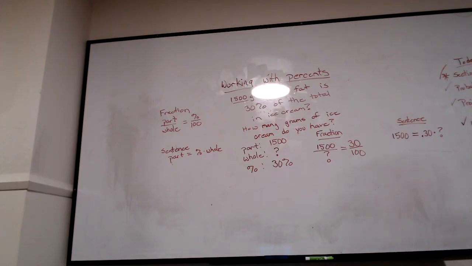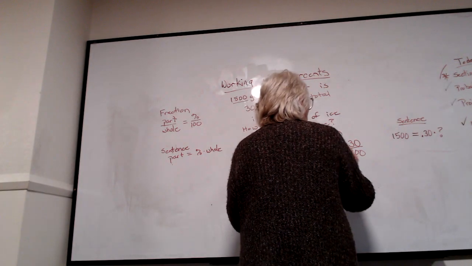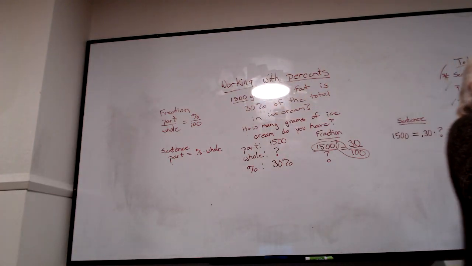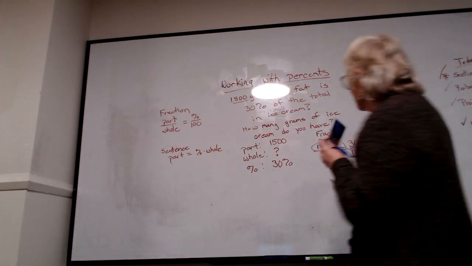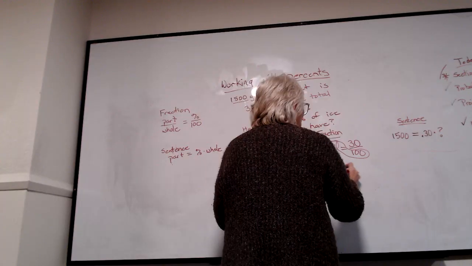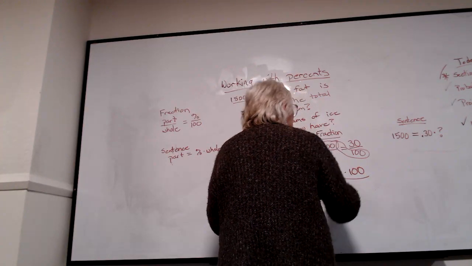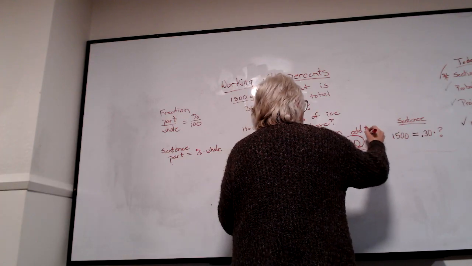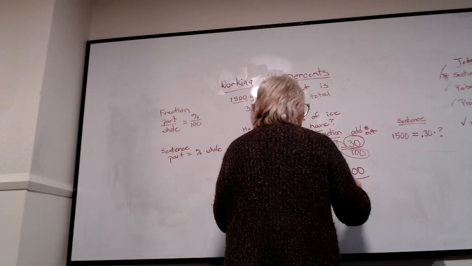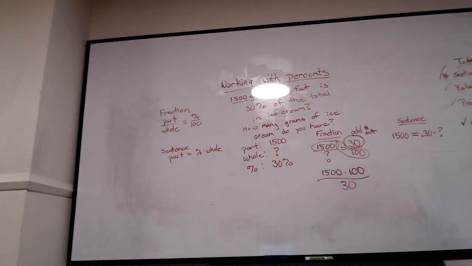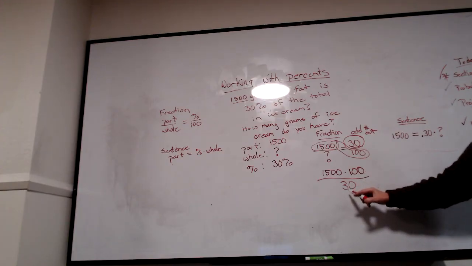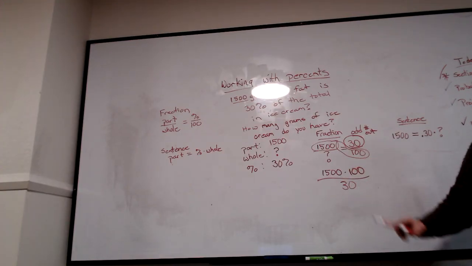For the fraction, always multiply the two that are across from each other. So you would multiply 1,500 times 100, and then you divide by the oddball. This is the odd number out, which will be 30, because it's not paired with another number. So we match up the two that are paired and divide by the one that's odd out, and you get your answer.